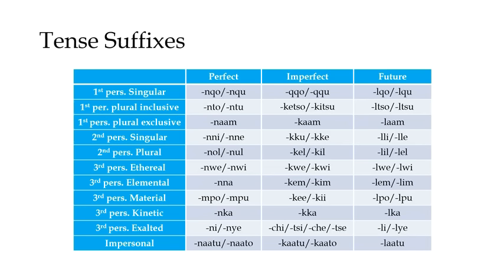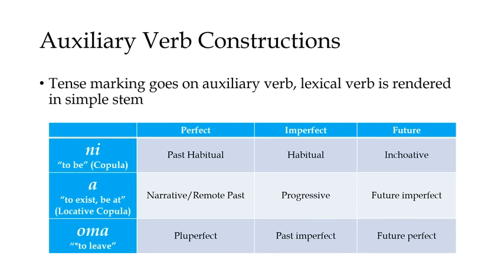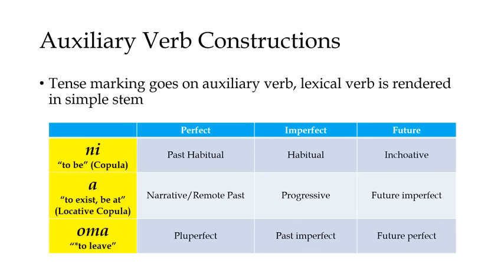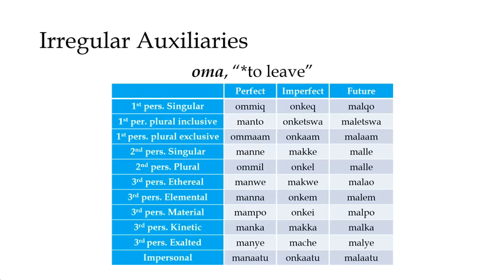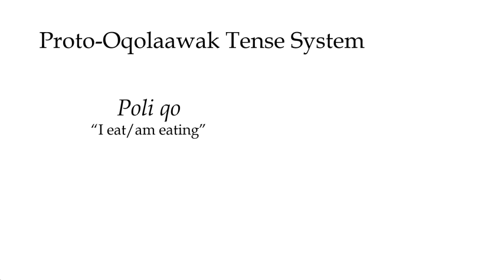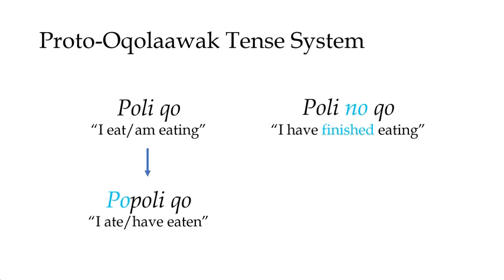For more complex or specific tense aspect encodings, Oqolaawak makes frequent use of three auxiliary verbs: the copula, the locative copula, and an old verb that can no longer be used as an independent word, but used to mean something like to leave. As you might expect, all three of these auxiliaries are irregular, mainly due to them preserving defunct conjugations. For example, in Proto-Oqolaawak, the standard way of forming the perfect was by reduplicating the first syllable of the unmarked verb, which was interpreted as the imperfect. However, later on, a verb with the meaning of to finish got used as an auxiliary to encode the cessative aspect, then got suffixed onto the lexical verb and became the standard perfect suffix.